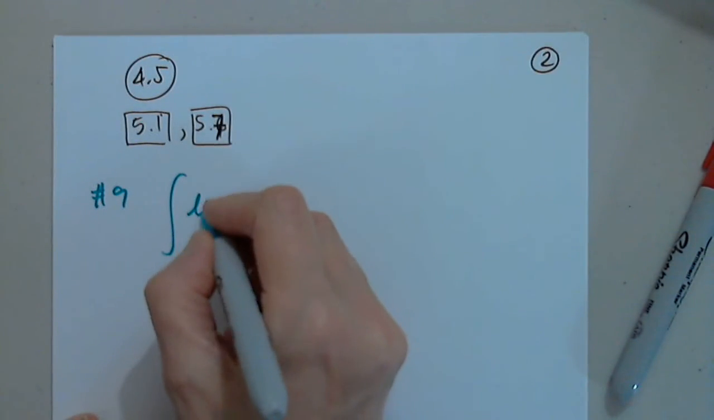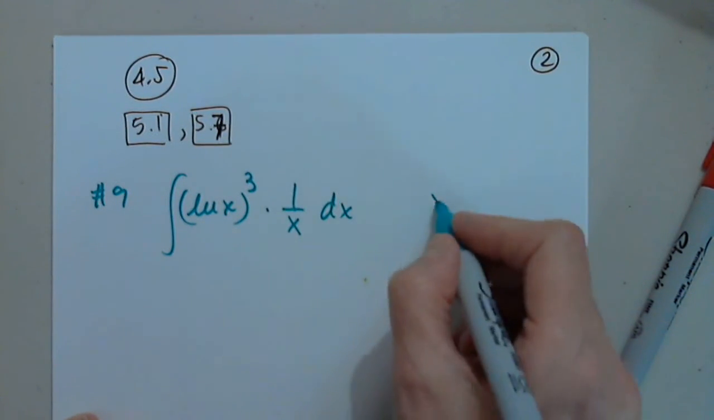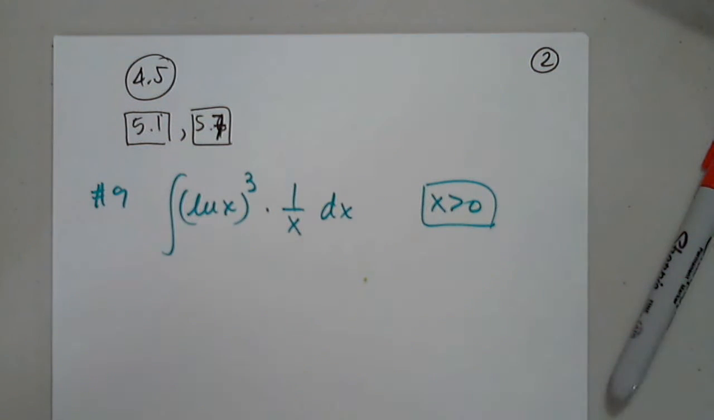Okay, so let's choose indefinite first and then definite. What catches your eye, or I will choose? Number 9. So we want to start with number 9. And this is the integral of natural log x to the third power times 1 over x dx. Of course, x has to be greater than 0 because of natural log. Excellent pick. Thank you.